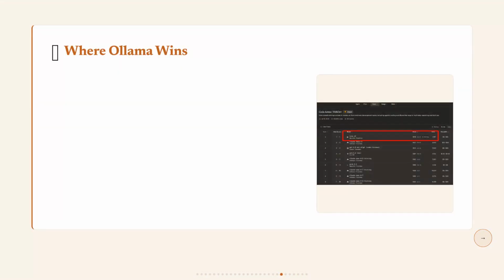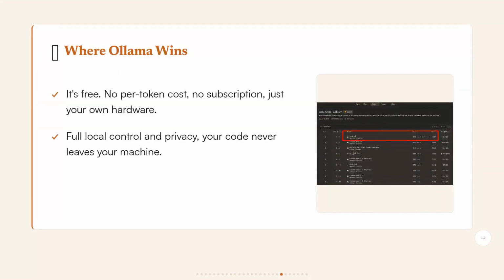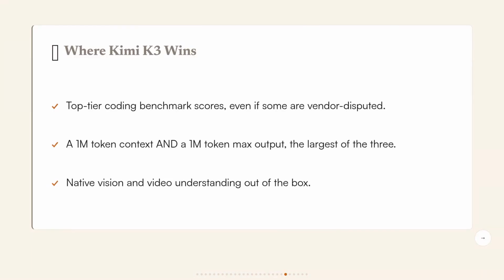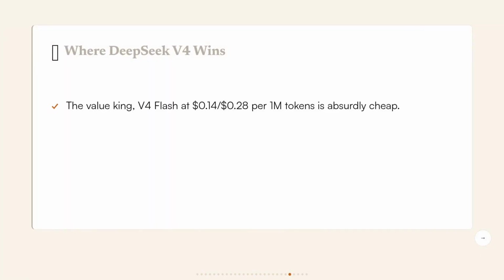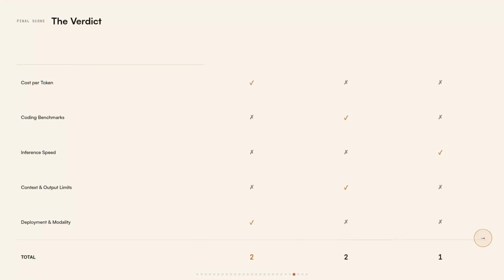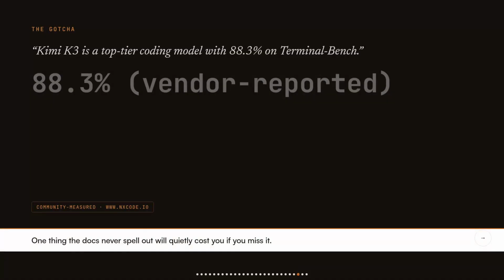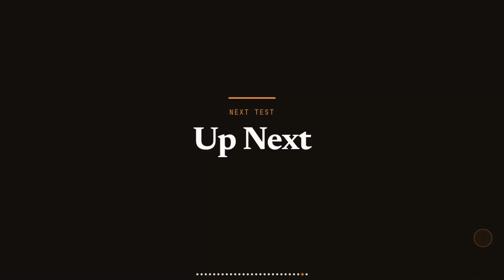Here is where Ollama clearly pulls ahead of the field. Now, here is where Kimi K3 clearly pulls ahead of the field. Here is where DeepSeek V4 clearly pulls ahead of the field. Pick the one whose single biggest strength matches the job in front of you today. One thing the docs never spell out will quietly cost you if you miss it. If this helped, the next breakdown on the channel goes even deeper.